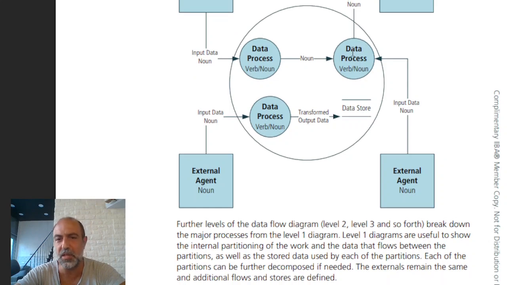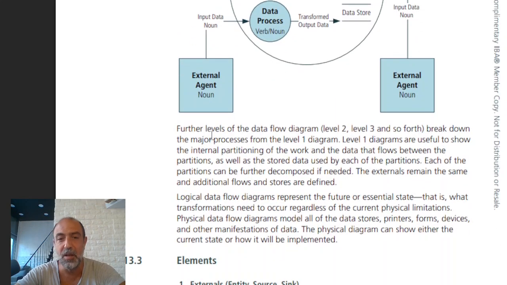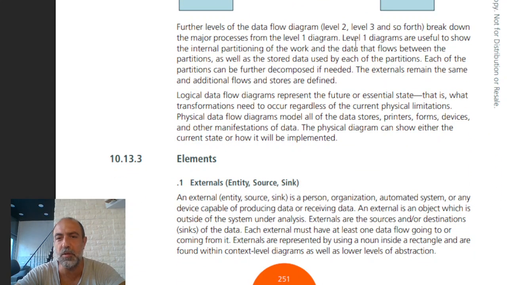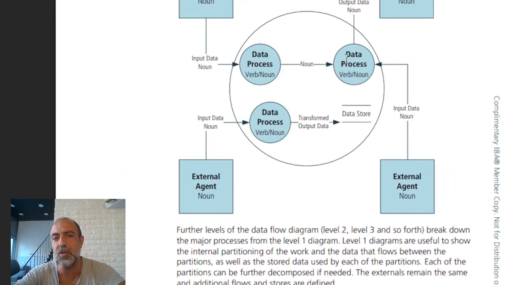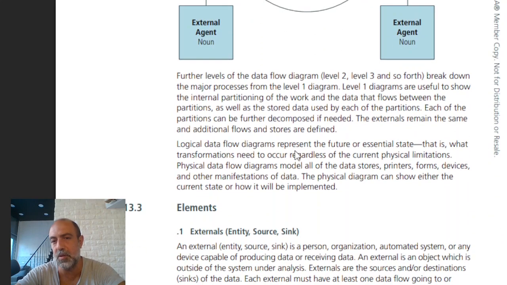Because this one here is connected to this, so level 1 is a bit more detail, basically. Further levels of the data flow diagram, level 2, 3, and so forth, break down the major processes from the level 1 diagram. So I assume this goes into more detail from level 1 to level 2, because level 2 is you're diving deeper, exploring a lot more details and bringing them to the surface. Break down the major process from the level 1 diagram.